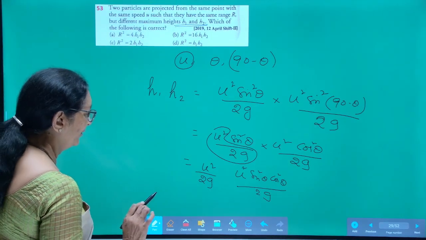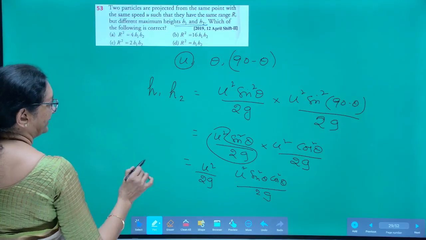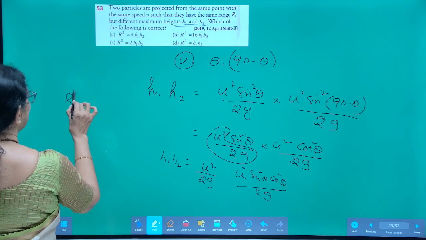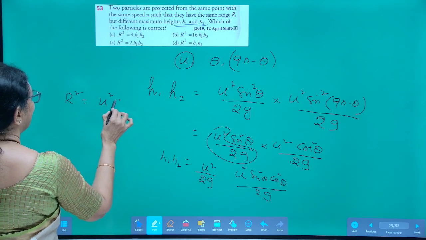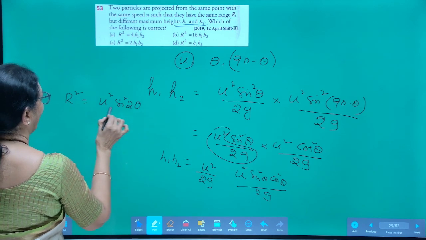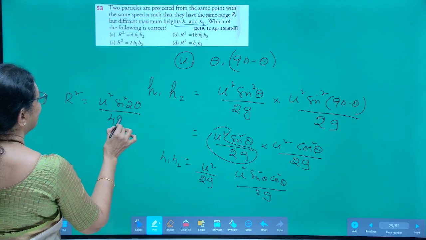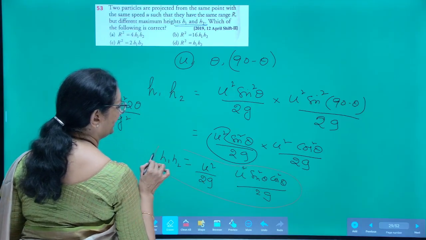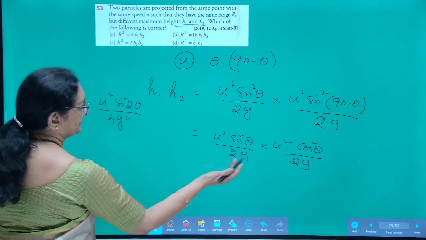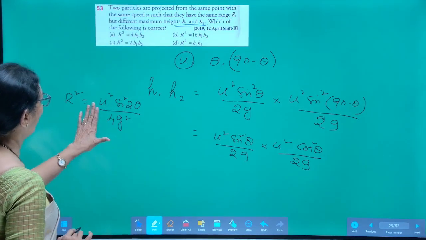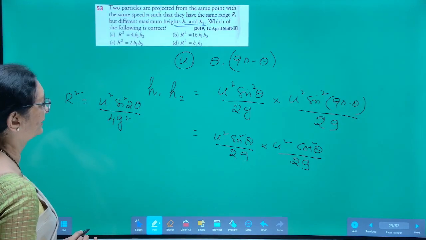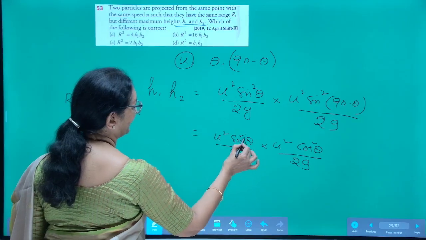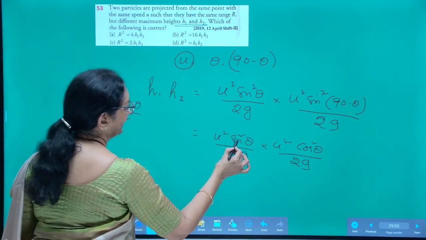Look here, R square, this is H1 into H2. R square is u square sin square 2 theta by 4g square. Actually, you need not do this, just keep it aside, and R square is u square sin square 2 theta by g. Look here. So, from this what can we say?